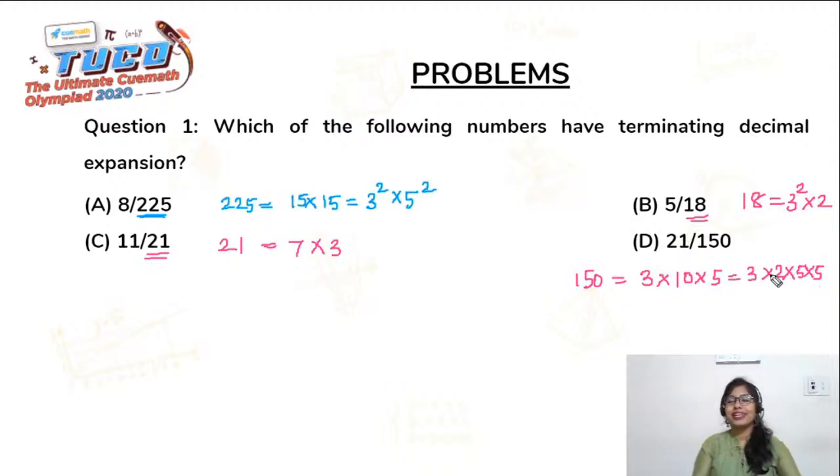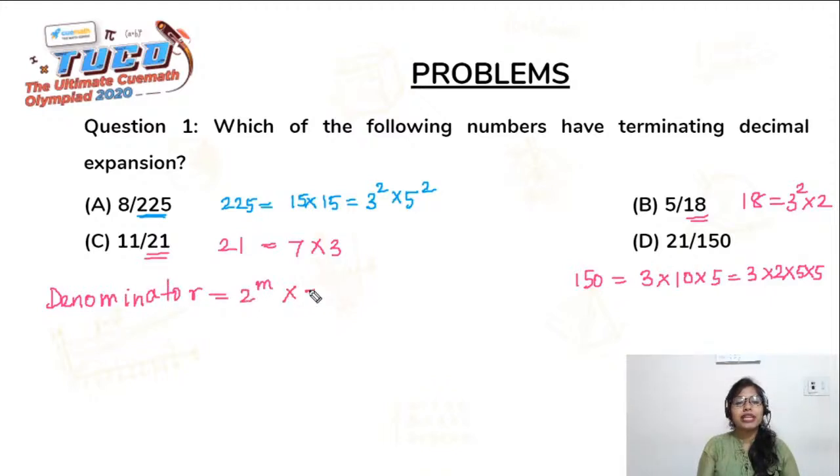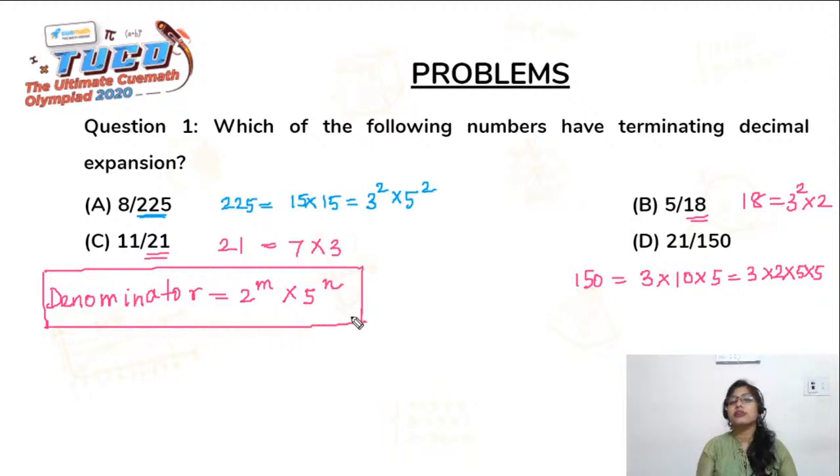Okay, now knowing the rule, let me again write it down. The denominator should have the factors 2 to the power of m times 5 to the power of n. This is a mandatory condition. Only then could I say that a fraction is a terminating decimal. So out of options A, B, C and D, I can see this does not have a 2, this does not have a 5, but this does have 2 and 5. So 3 times 2 to the power of 1 times 5 to the power of 2. So as per the rule, option D is a terminating decimal.